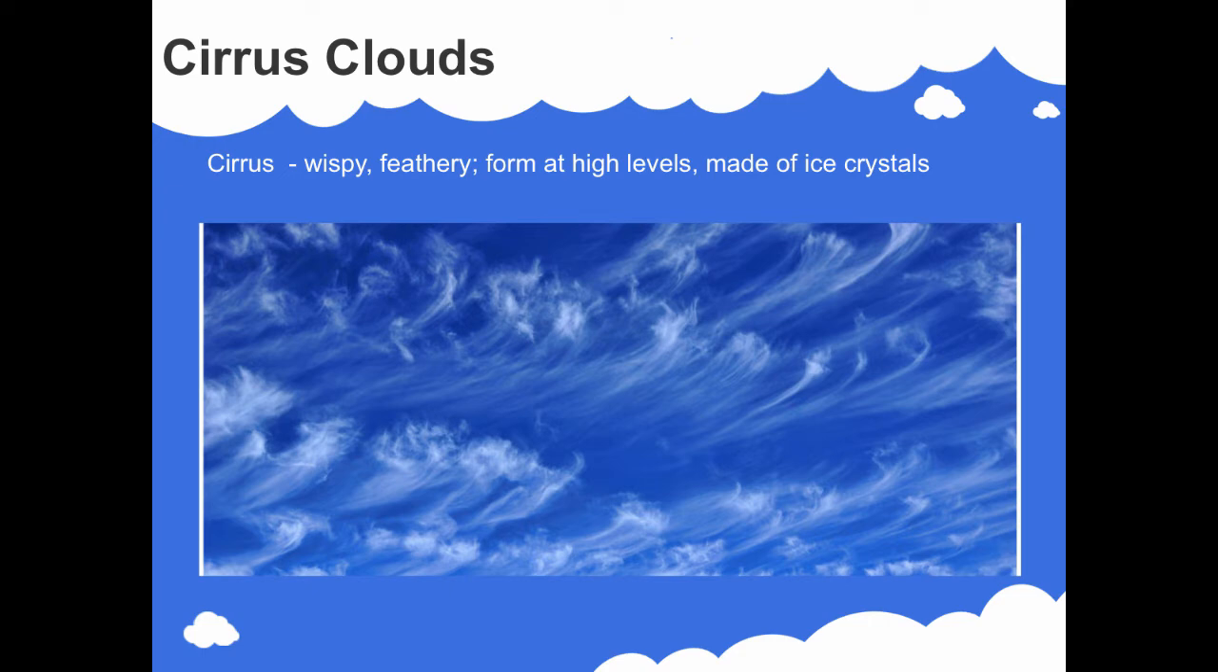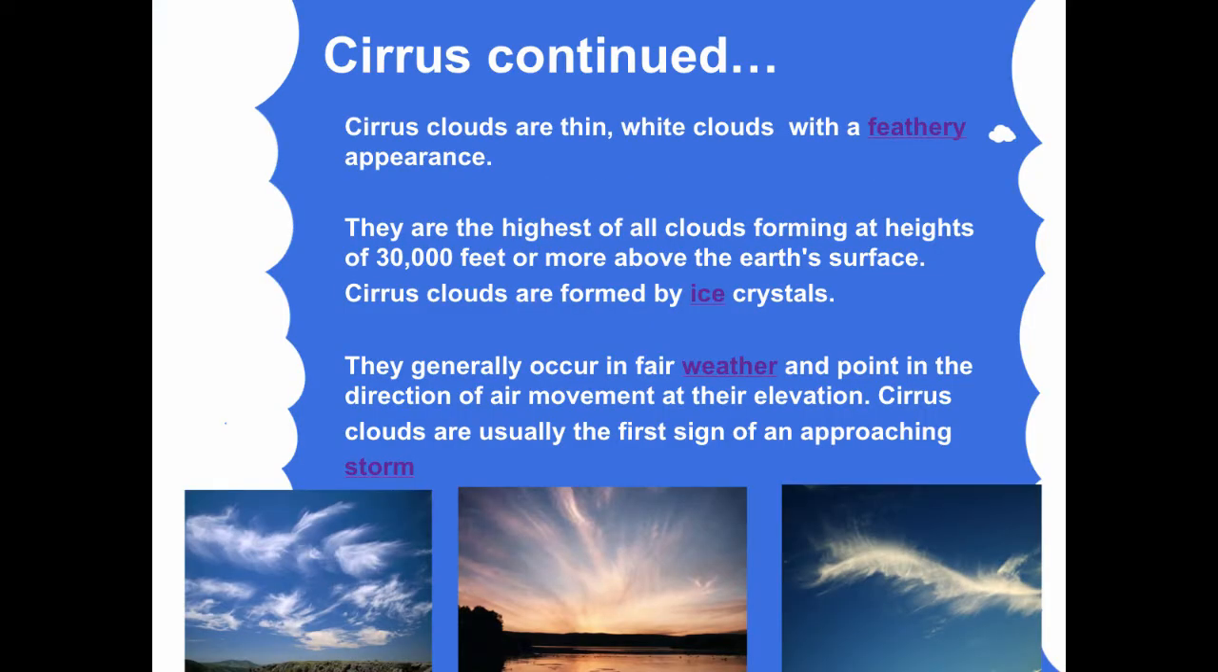The last cloud shape is the cirrus cloud, which is wispy, feathery, horsetail-like. Maybe people even like to say they look like brushstrokes in the sky. These clouds form at very high levels of our atmosphere and are usually made of ice crystals.